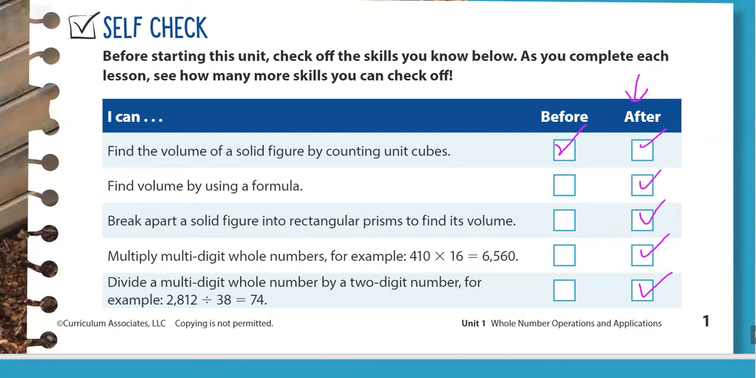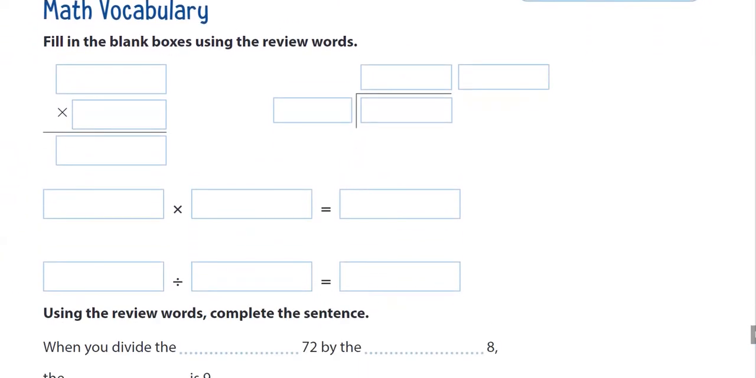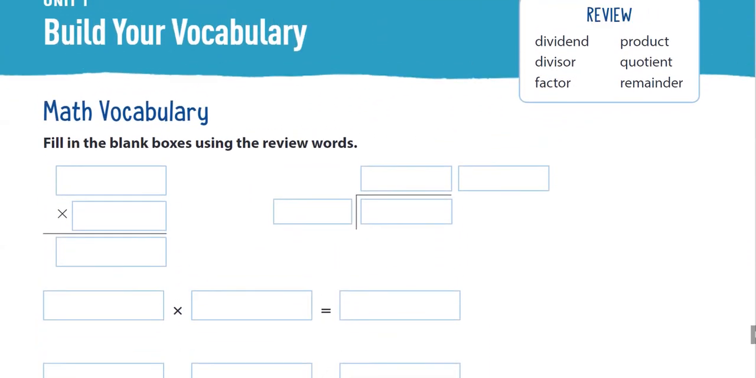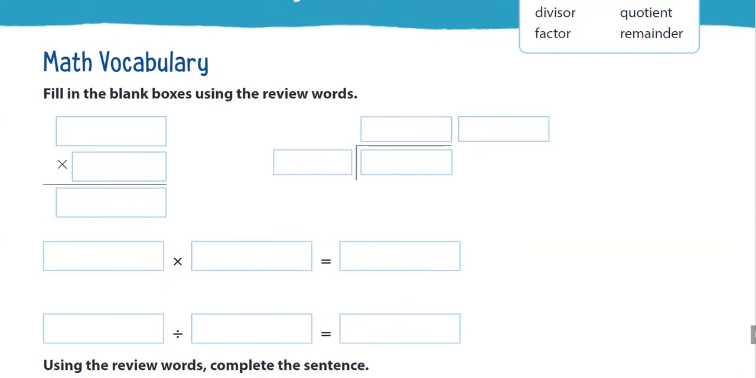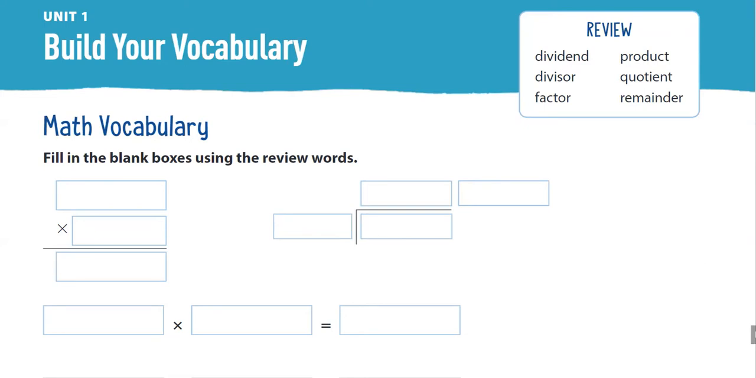Alright, are you unpaused? I hope you filled out that list, because here's what we're doing. We're going to start with our vocabulary. And we've got a whole bunch of blanks, but I'm going to make you use all this vocabulary, so we might as well review it now. Okay, so now our review words are dividend. Let me get out my highlighter. Use my pink one. Dividend, divisor, factor, product, quotient, and remainder. These are all multiplication and division vocabulary words.